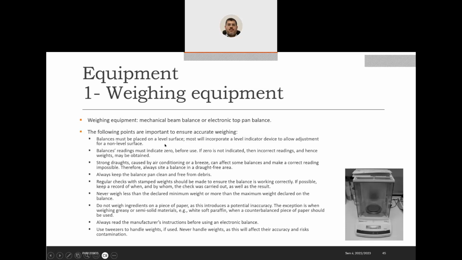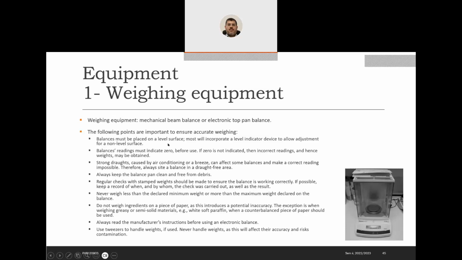The most important things that we have to notice: number one, we have to level it. Usually you have a water mark here. You have to be sure that the water mark is in the center, that it is horizontal. And then before you weigh, you have to tare it to zero. For example, if you weigh on a paper, you put the paper first and then tare it to zero, and then you can put your material and record the weight. And then you have to keep the pan of the balance clean all the time.